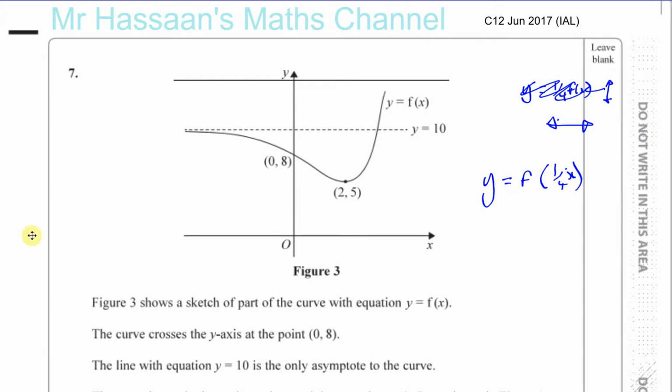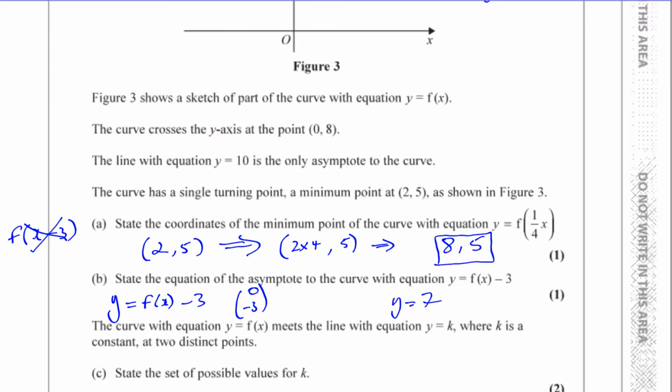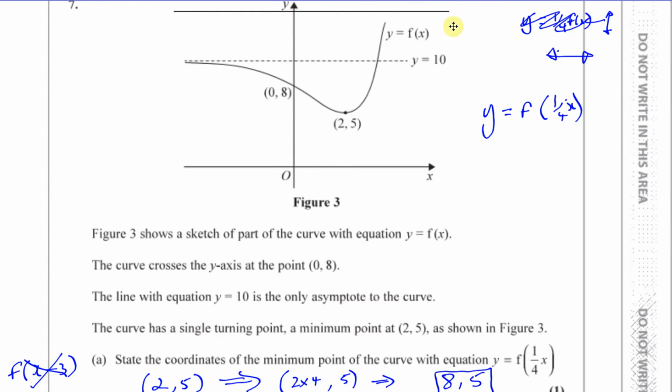Now the question is telling us that y equals f of x meets the line with the equation y equals k, where k is a constant, at two distinct points. So if you look here and everywhere above here, it's going to meet the curve at one point only. Okay? When you go below the asymptote, it's going to meet it at two distinct points.